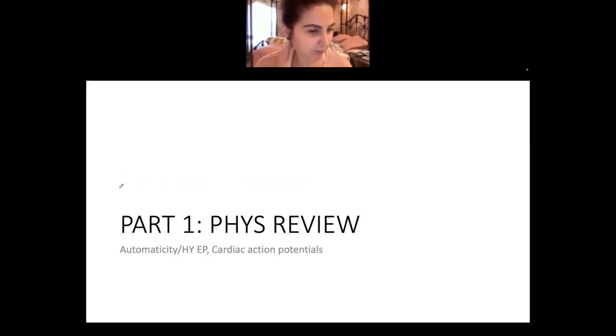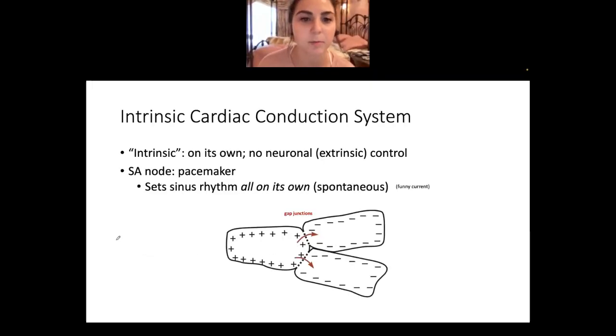Okay, so this is your physio review. I'm going to talk about what automaticity is, high yield electrophys, and then your action potentials. This is really what the physio questions are going to be focusing on.